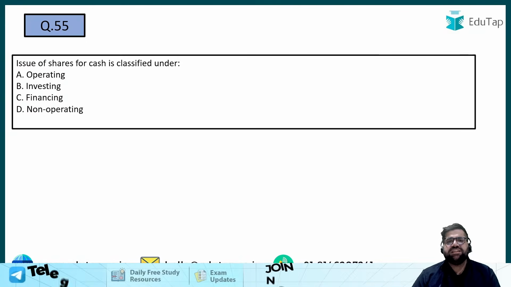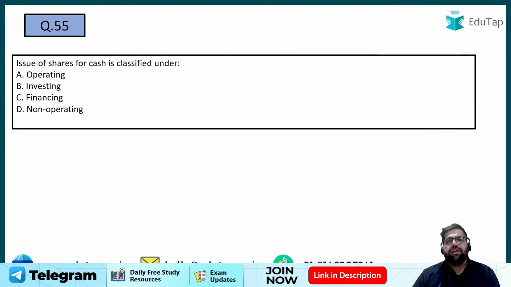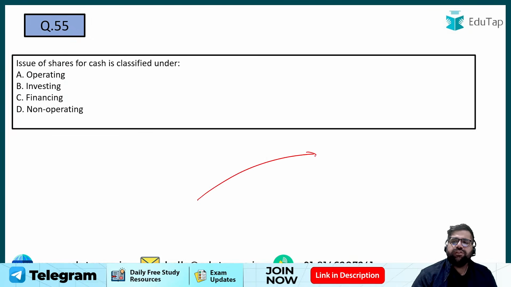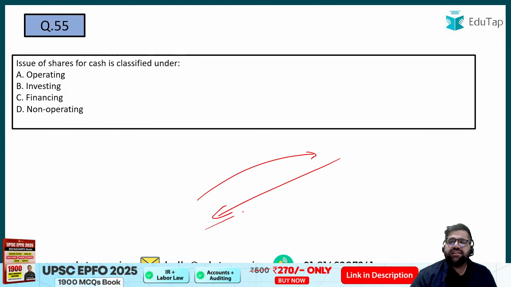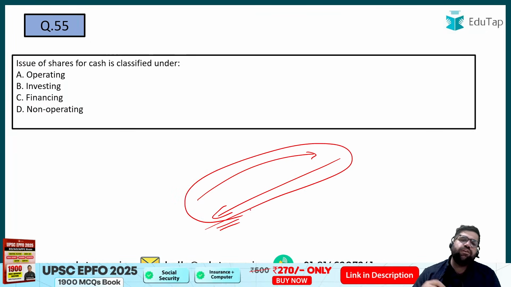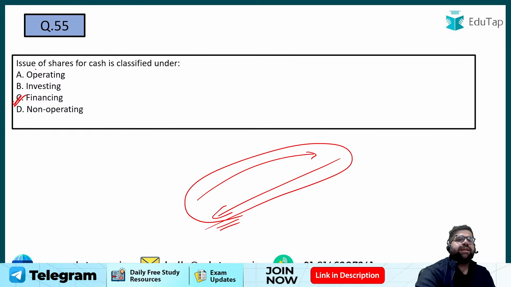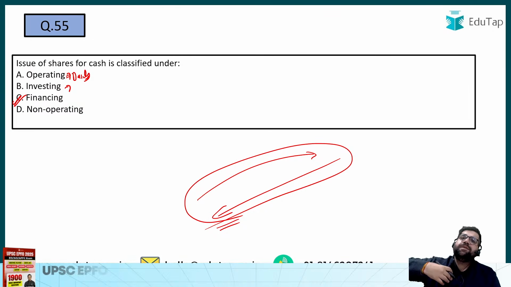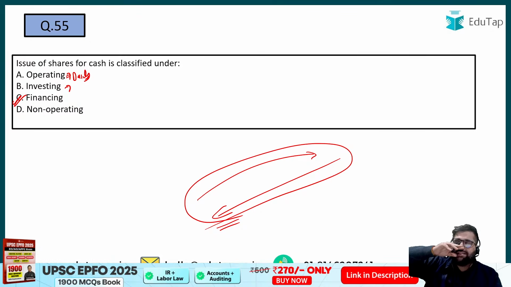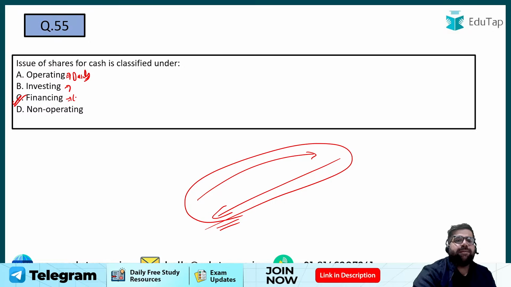Question number 55. Issue of shares for cash is classified under which particular activity? If you issue shares for cash, like for example, I am giving you shares and you are giving me cash, this will be classified under which particular activity of your cash flow? Issue of shares for cash is obviously my financing activity. See, operating activities are daily related to your business. Investing is like कि आप अपना पैसा किसी और चीज में डाल रहे हो. For example, purchasing of a machinery, or purchasing shares of some company. So that is investing.